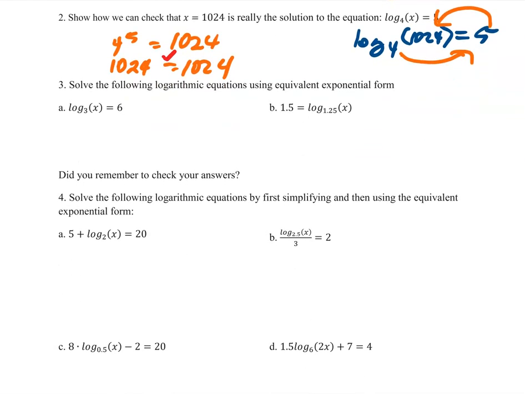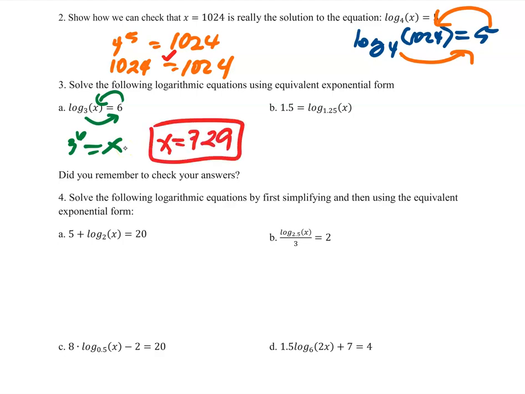Number 3, solve the following logarithmic equations using the equivalent exponential form. So again, we can rewrite this. 3 to the power of 6 is equal to x. And 3 to the power of 6 is 729.